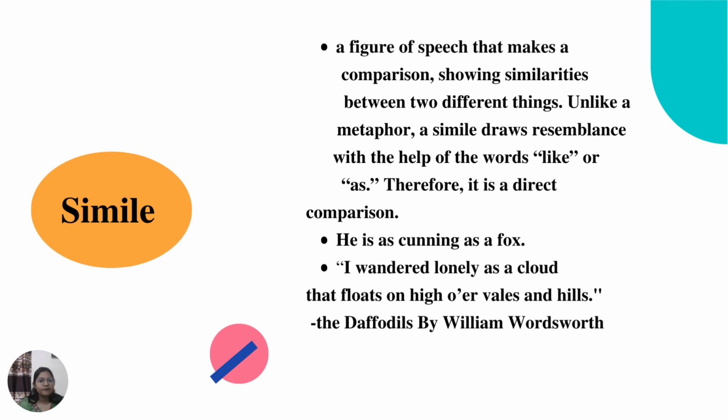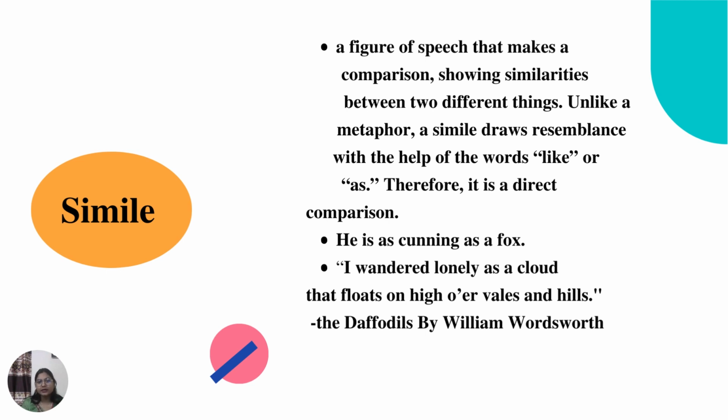He is as cunning as a fox. Well, here he is being compared with the fox, and we can see that the word as is mentioned here. So it means it is an example of simile. And also, we can see that he and the fox are completely unrelated or different things, but their cleverness is the similar quality that we find. So, therefore, it is an example of simile.